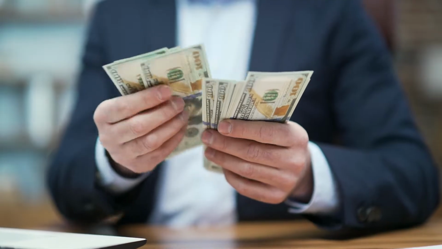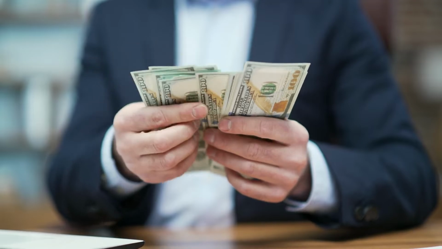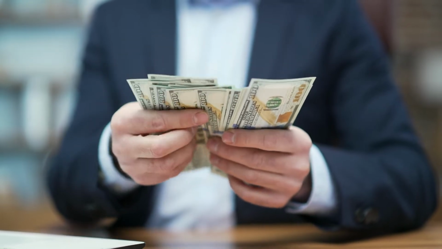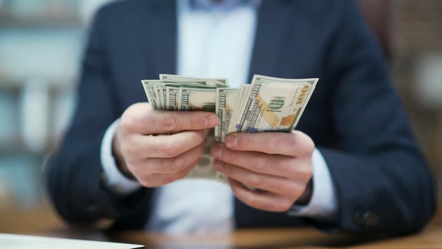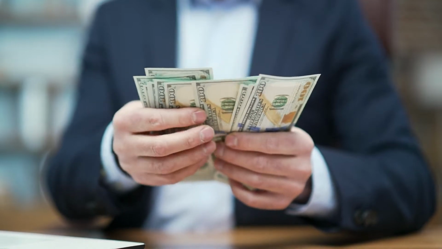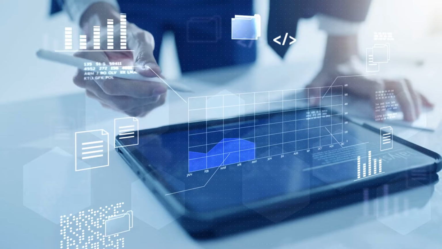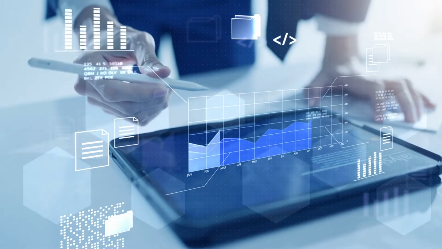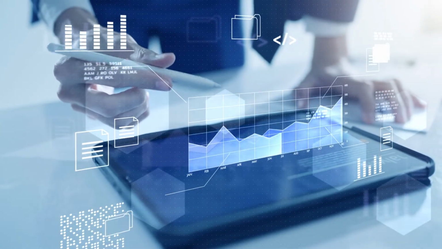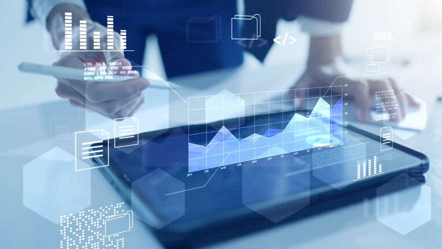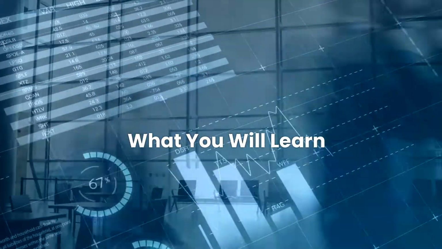This approach is particularly appealing to retirees, income-focused investors, and anyone looking to supplement their regular income with reliable, predictable returns. By reinvesting these dividends or using them to cover living expenses, investors can take a more active role in managing their financial future.